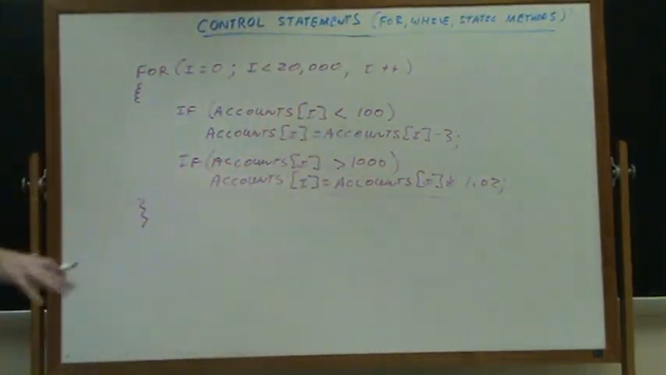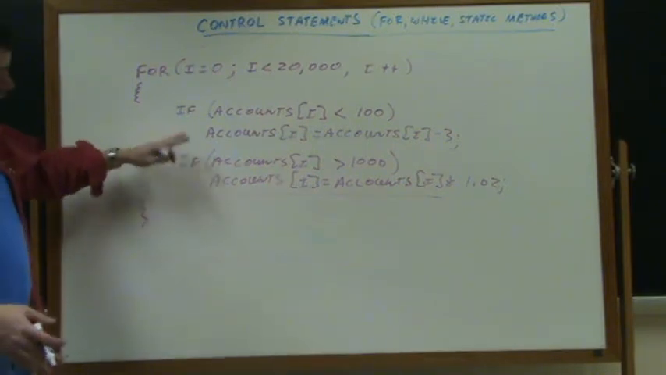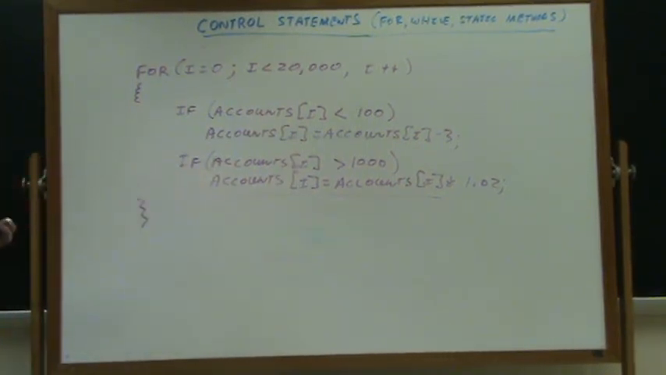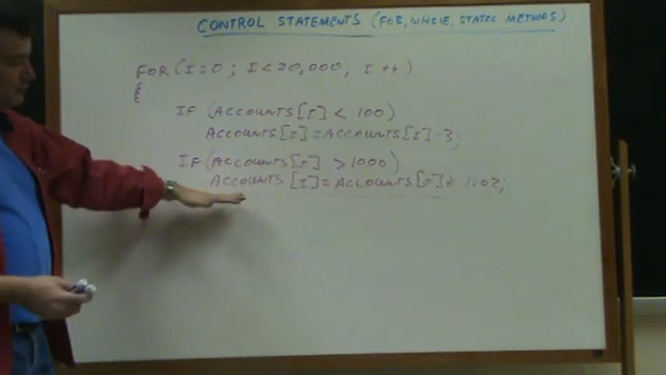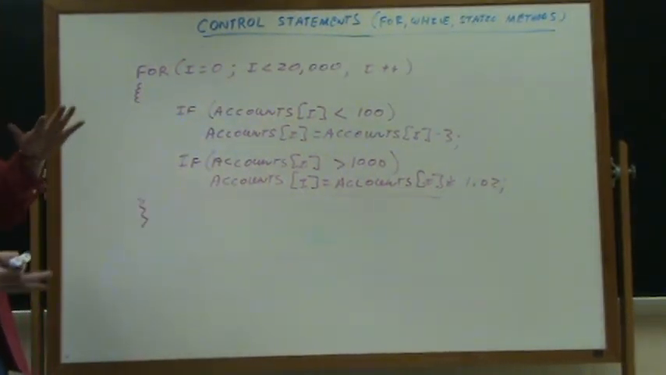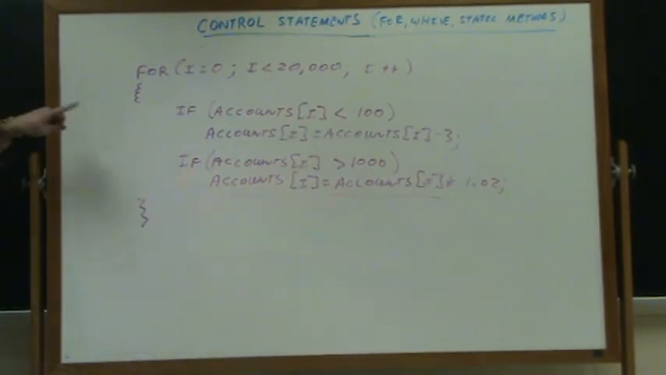So now we go through all the accounts. Anyone who's under $100 pays a fine. Anybody who's over $1,000 gets interest. Now you know the way banks can be, these rules can get more and more complicated, right? So there could be more lines that we do each time.